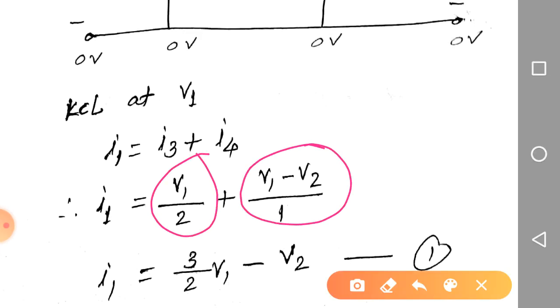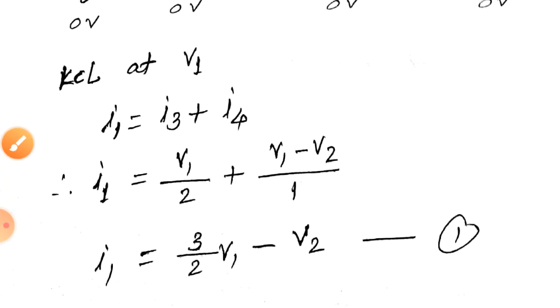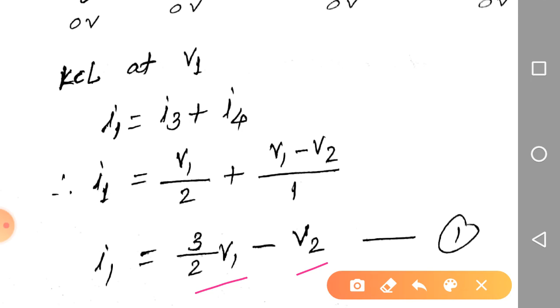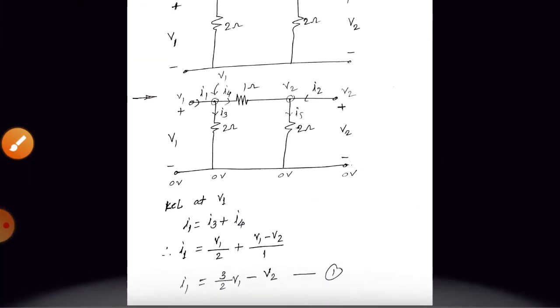I3 is equal to V1 by 2, right? So further, can we simplify it? This can be written as 1 by 2 V1 plus 1 into V1 minus V2, so I1 is equal to 3 by 2 V1 minus V2. So we can write y11 is equal to 3 by 2 mho and y12 is equal to minus 1 mho, right? This is the expression for I1.